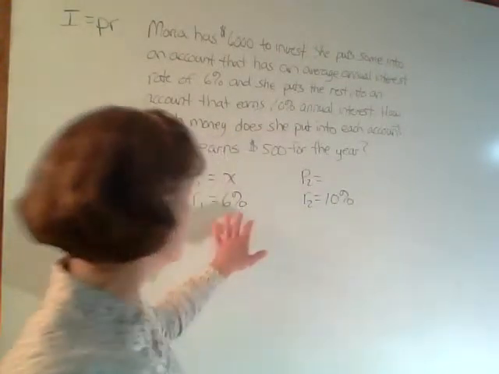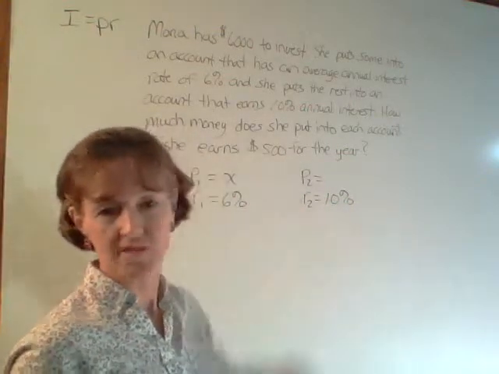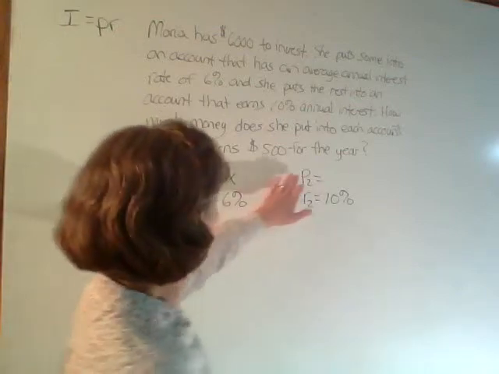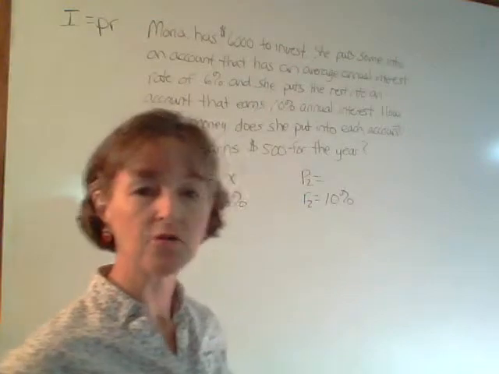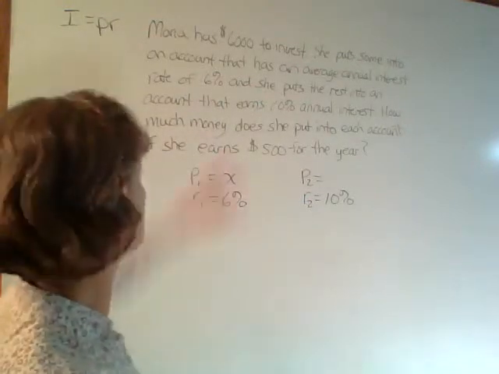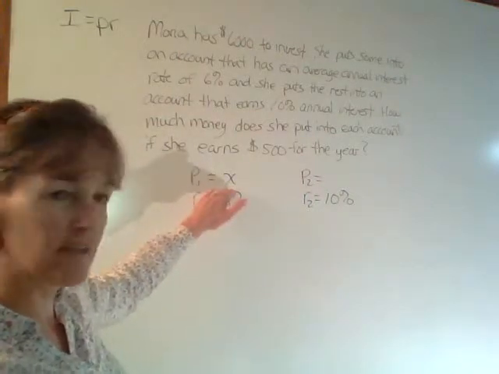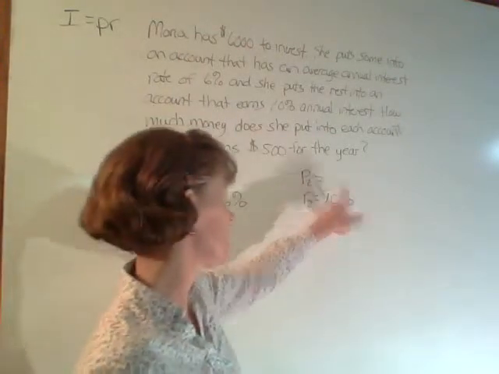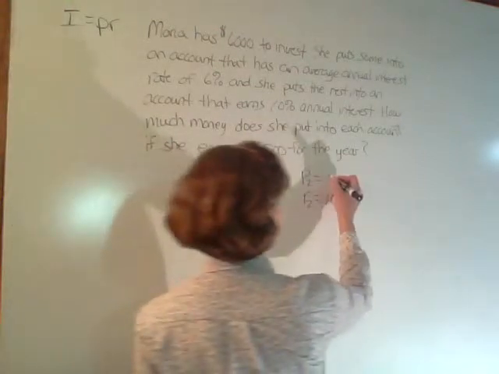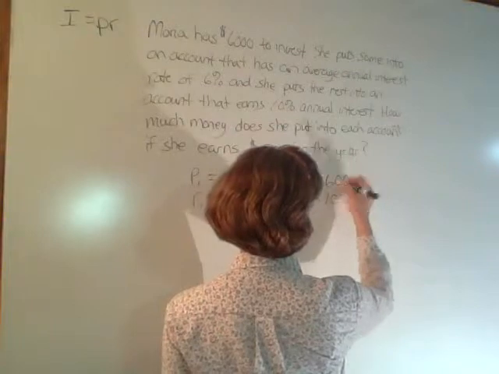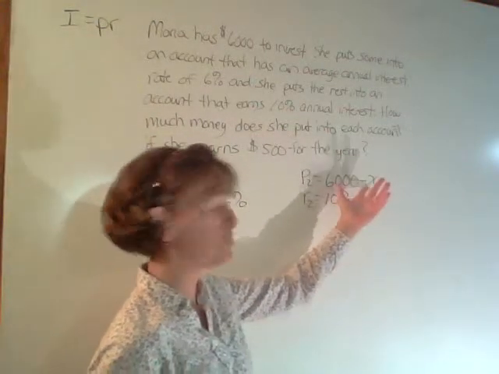If you want to go ahead when you're doing your problem setup and change these percents into decimals, that's a good idea. All right, now I don't know how much is in P1. I also don't know how much is in P2, but I know that the total amount of money is $6,000. So if I put this much into this account, then the leftover has to go into this account. And I can write what's left over using subtraction. 6,000 minus whatever I put right here is the money that's left over to put into this account.